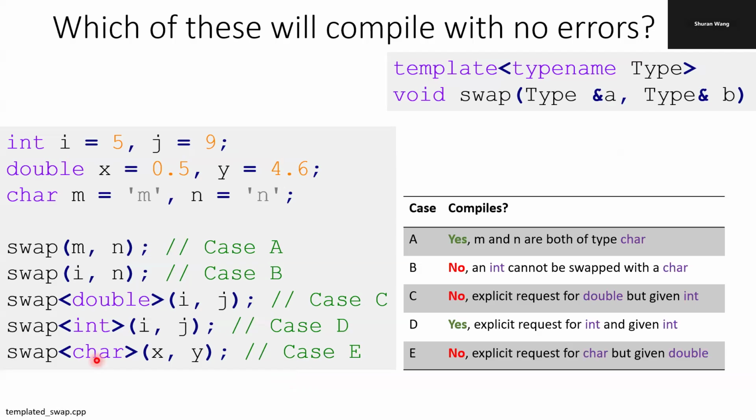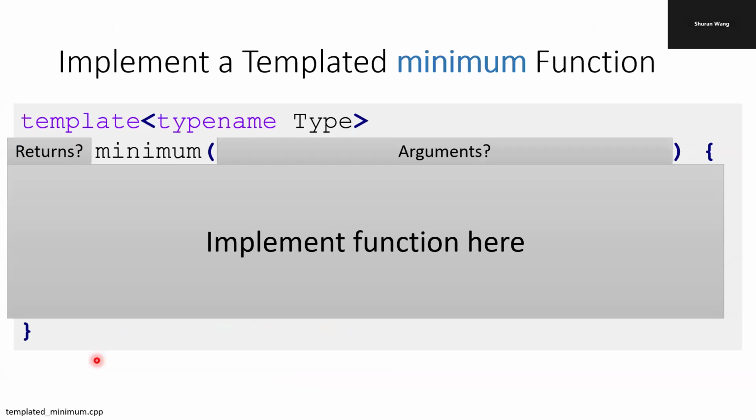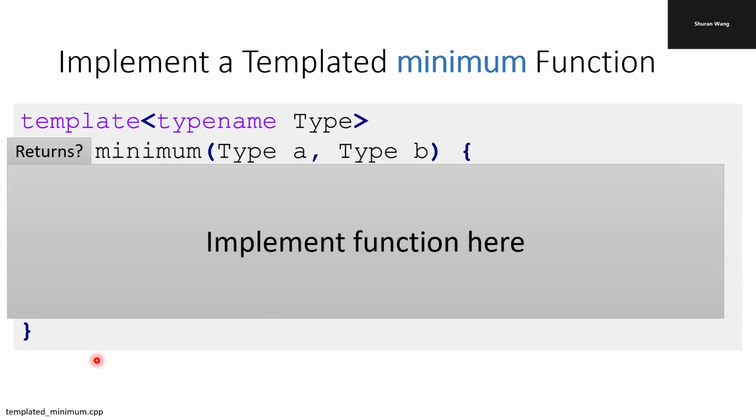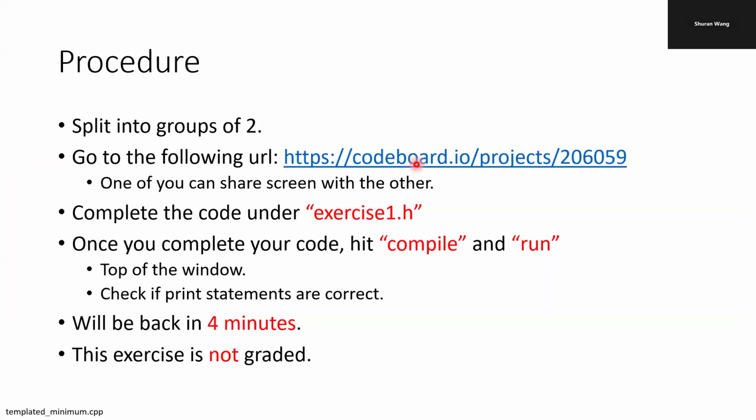And that should cover enough usages. And now, as an exercise in tutorial, let's implement a templated minimum function where we are passing in two types of the same type, A and B, and we are outputting the value that is smaller within A and B, the minimum value within A and B. So let's go to this URL and complete the code under exercise 1, just exercise 1.